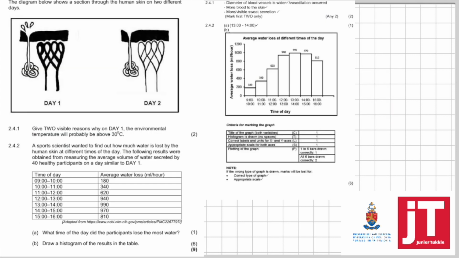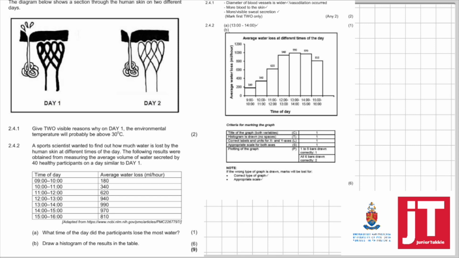Then you look, the diagram below shows a section through the human skin on 2 different days. 241. Give 2 visible reasons why on day 1 the environmental temperature would have probably been above 30 degrees. Now, how do you know this? Can you see from the picture? Can you see the blood vessels here are more dilated and there's sweat that's produced. So, the diameter of the blood vessel is wider, vasodilation occurred, more blood flows to the surface of the skin. Can you see there's more sweat secreted as well?